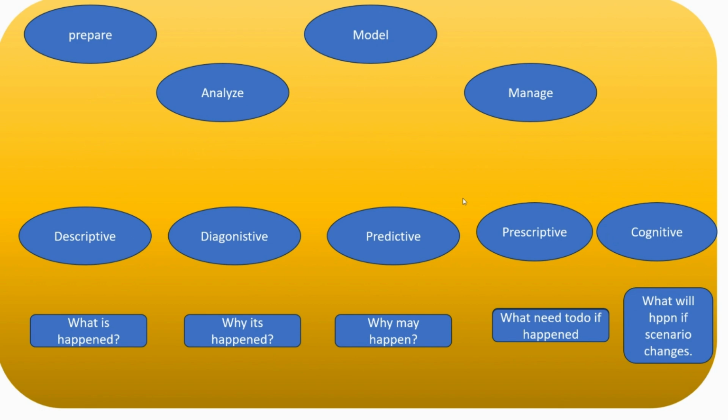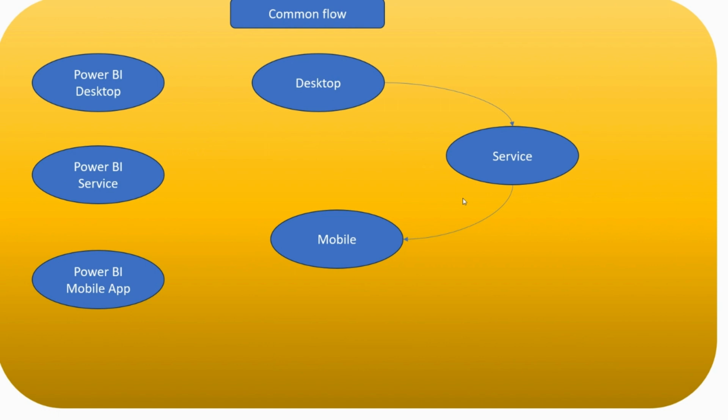So once we get into the tool, four things are important, as I said. Prepare, analyze, model, and manage. These are four things you are going to do in a repetitive manner. Next, we need to know what is a common flow in Power BI.